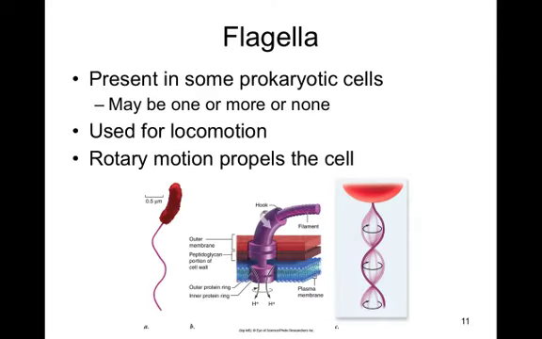Some prokaryotes move by means of flagella or little tails. They're long thread-like structures. They may have one or more, or they may not have any at all. They use them in a rotary motion to propel the cell throughout its environment.